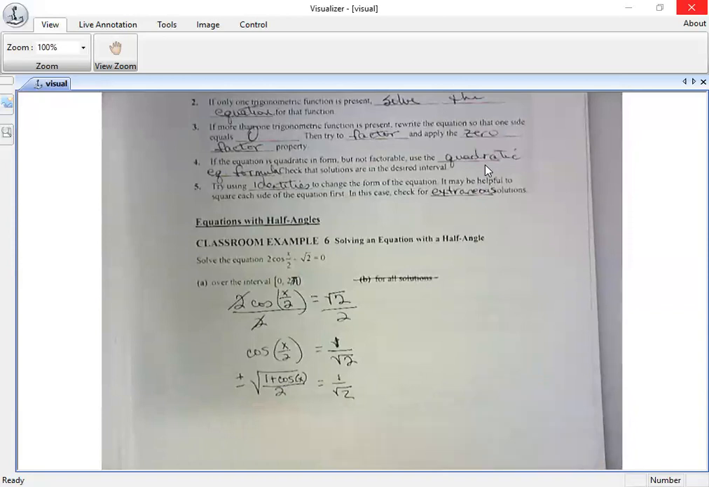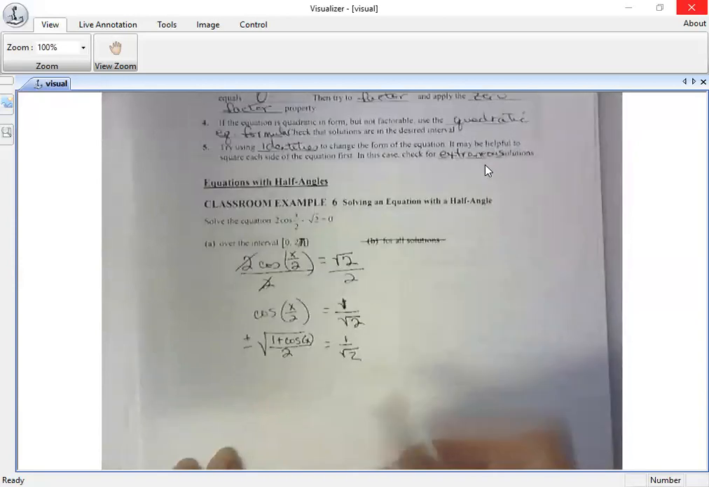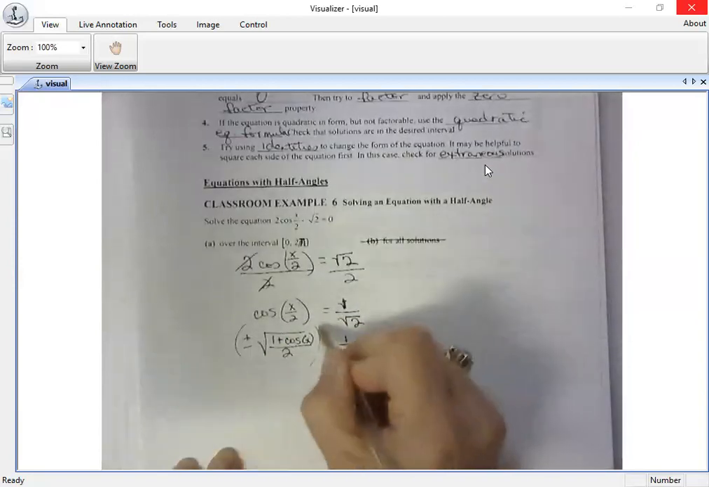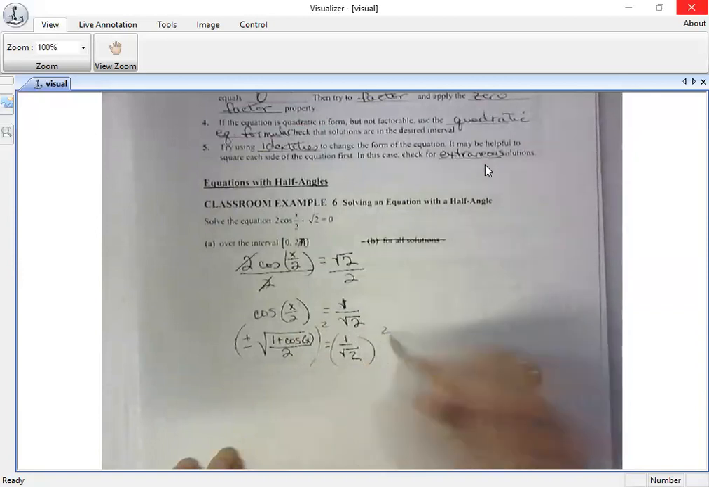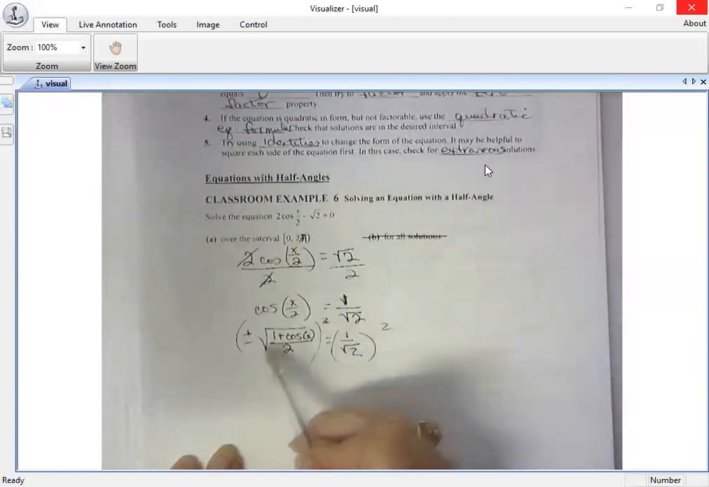What's something I might want to do in order to clean this thing up? Could I square both sides? Okay, so if I were to square both sides, let's see what happens. The square is going to do what to the square root? It's going to cancel out the square root.